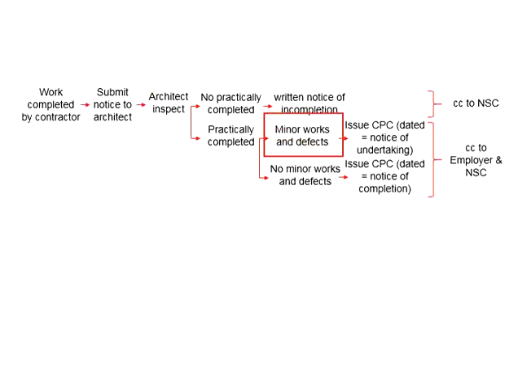If there are minor works and defects, the CPC will be on hold. Wait for the notice of undertaking the rectification work by the contractor. The date of the CPC will be as per the date of receipt of this notice of undertaking. Let's say now there are no minor works and defects. Then the architect can directly issue the CPC. The date of the CPC will be as per the date of the notice sent to the architect.